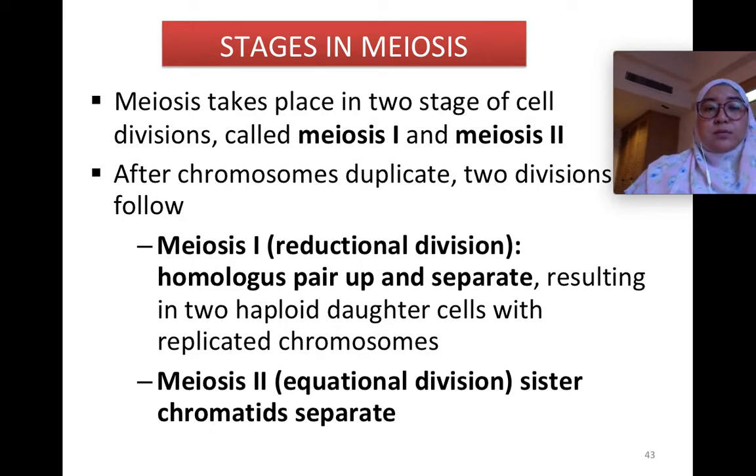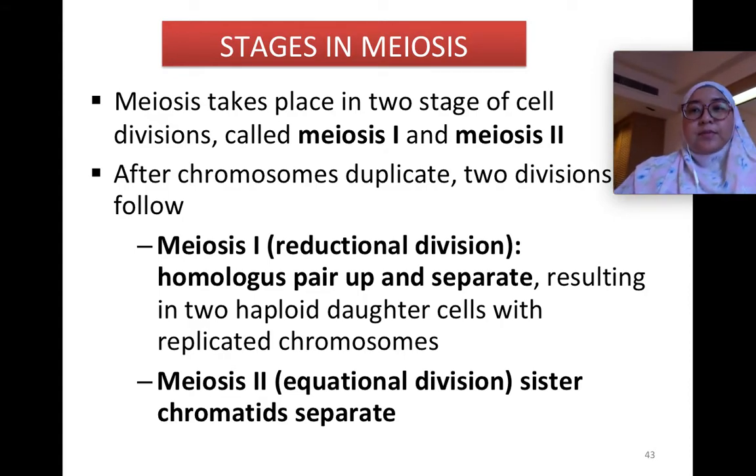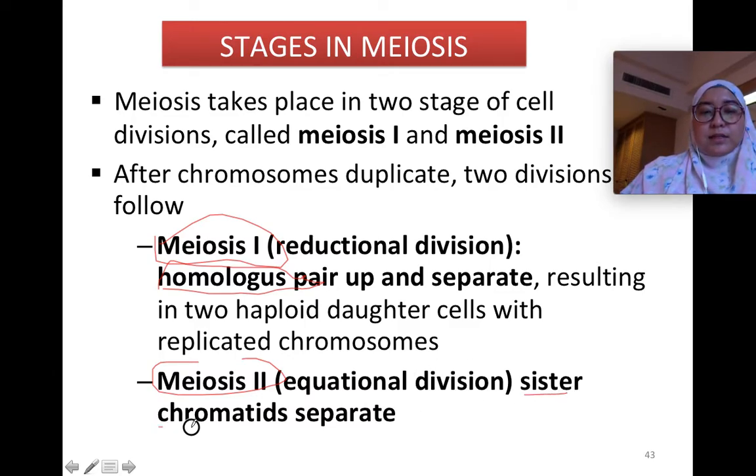Stages in meiosis, we have two stages. Meiosis 1 is the reductional division, during which homologous pairs will be separated. But meiosis 2 we call an equational division, where we want the sister chromatids to be separated. So you can remember, in meiosis 1, what do we want to separate? Homologous chromosomes. In meiosis 2, we are separating the sister chromatids.